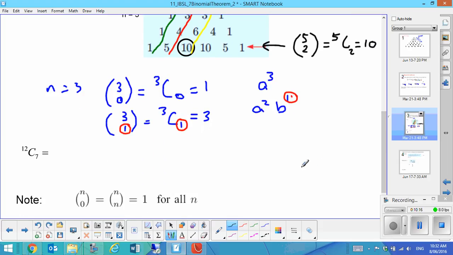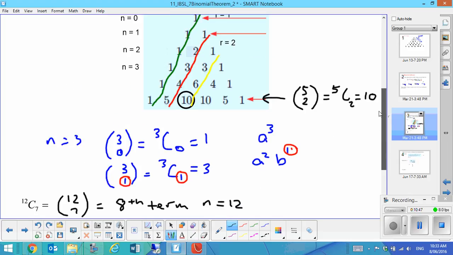All right, so 12C7, another way of writing that would be a power of 12. r is 7, so this is corresponding to the 8th term for our binomial where n is equal to 12. Okay, so we've written up the top here.